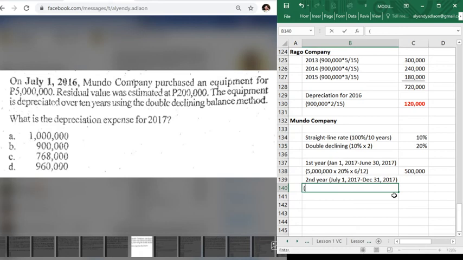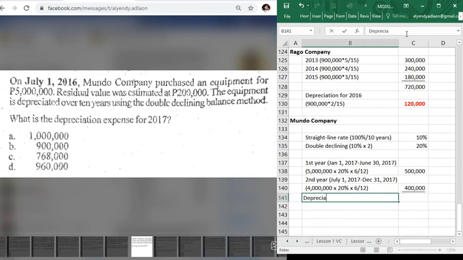Now, let us see. 5 million minus, di ba? Ang first year, 500,000 for 2017. And then naman po yung other 500,000 sa 2016. So, that is now 4 million. Okay, multiplied by 20% and then times 6 over 12. Okay, let us see. 4 million multiplied by 20% multiplied by 6 over 12. Okay, so we have 400,000. So, pila man ang sa 2017? Depreciation for 2017, we have 500,000 plus 400,000. Okay, that is 900,000 pesos. Okay, and that is letter B.